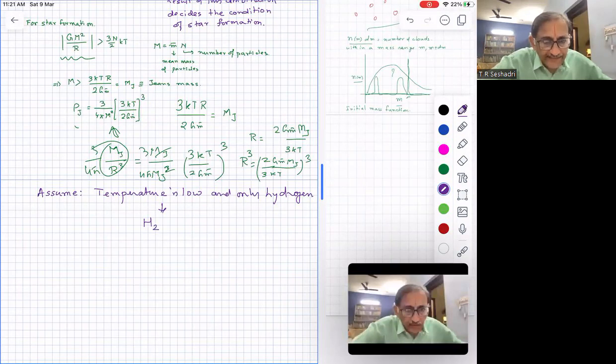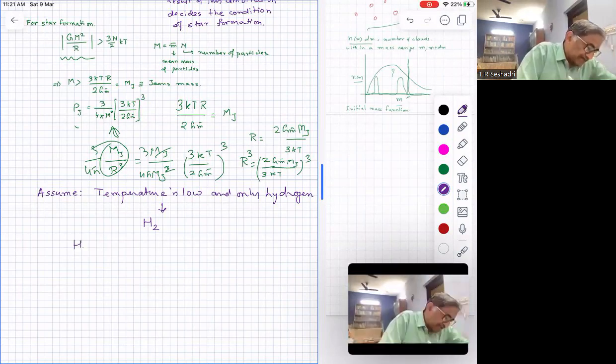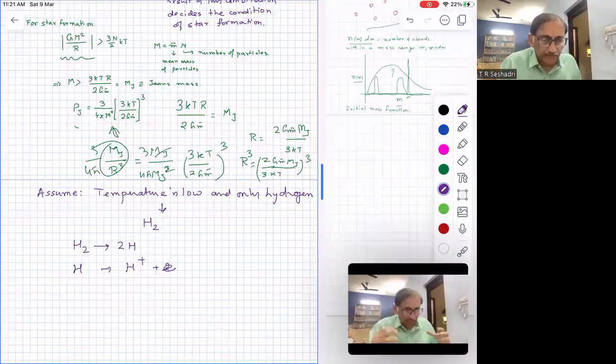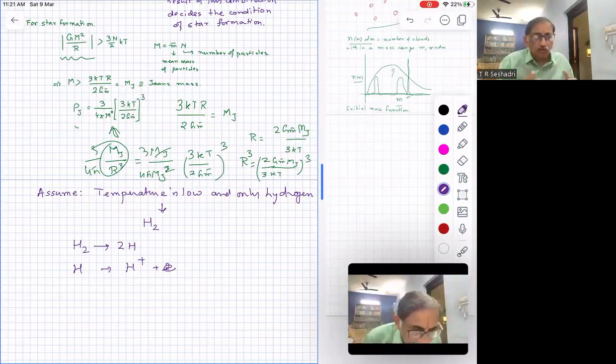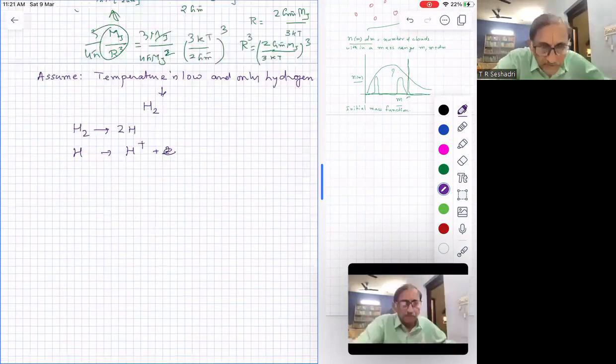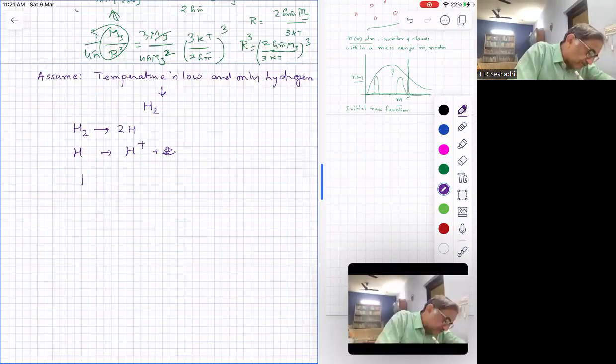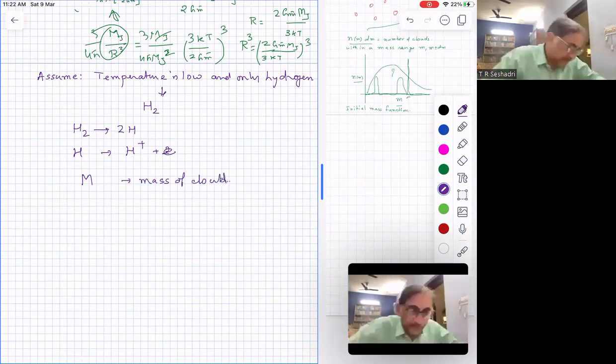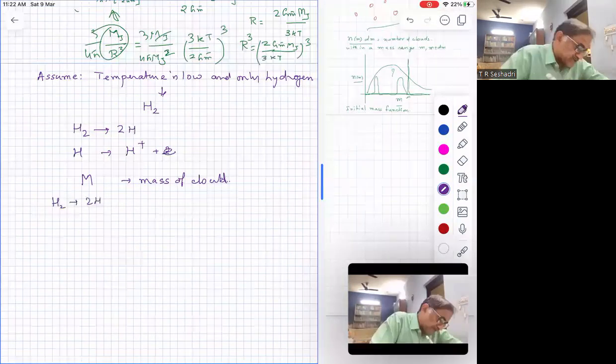And so, as this system collapses, the H2 will become 2H, and H will go to H plus plus electron. Okay? So, as the system collapses, the potential energy change which is released during the collapse will go and ionize these things. So let us just calculate some numbers as to what they are. Suppose my original mass of the system is M, mass of cloud. Okay.